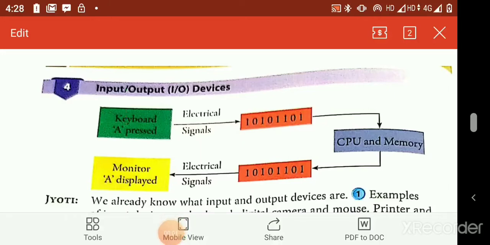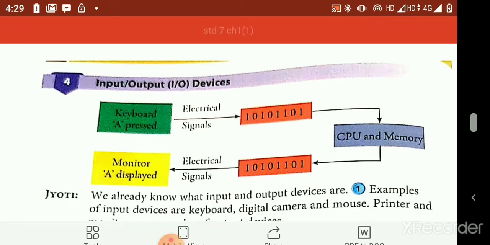Today we are going to learn chapter number 2, hardware and operating system. Topic number 4, input output devices. Do you know what input and output means? Input means enter the data into computers and output means take results from the computer.